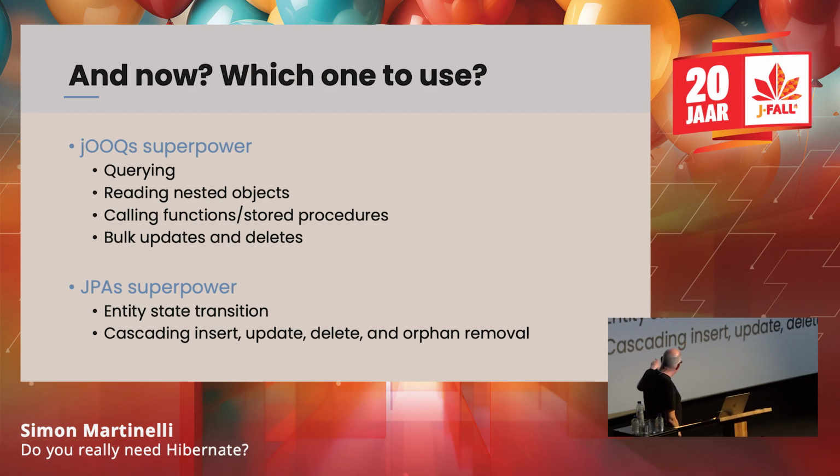But if you have this idea of having entity state transition, that means you load entities, you transform the data in the entity, you call a business method, do something with the data, and just want to have a save or a commit and everything should work, then JPA is probably the better way to do that for updating.